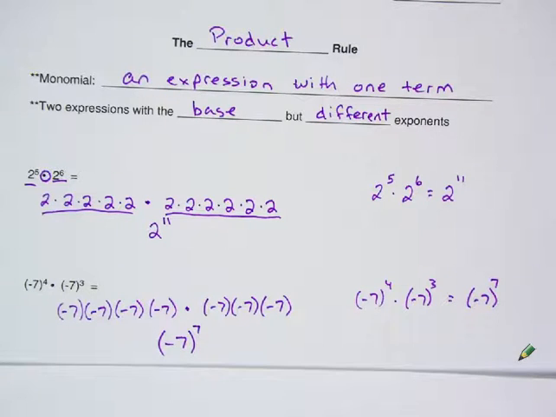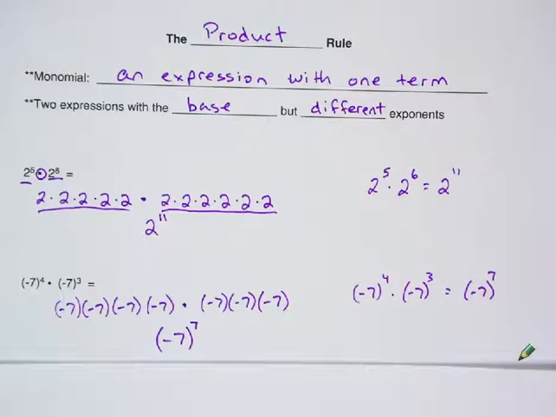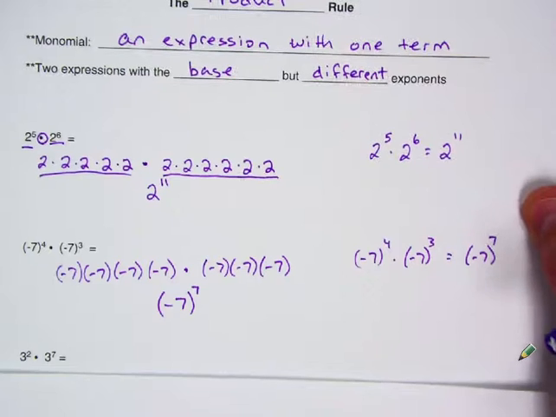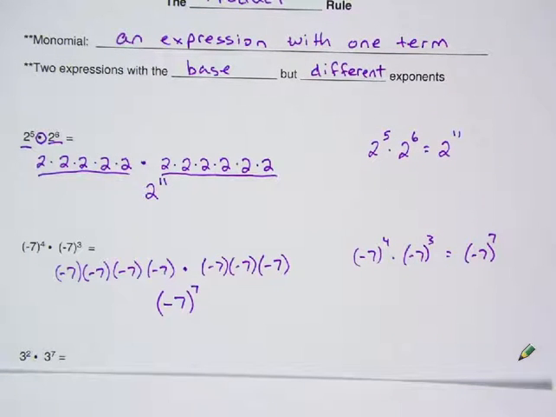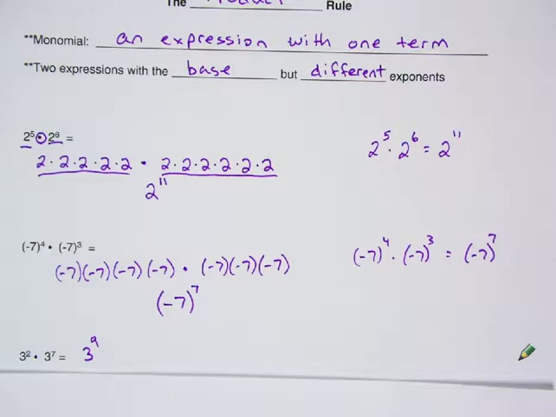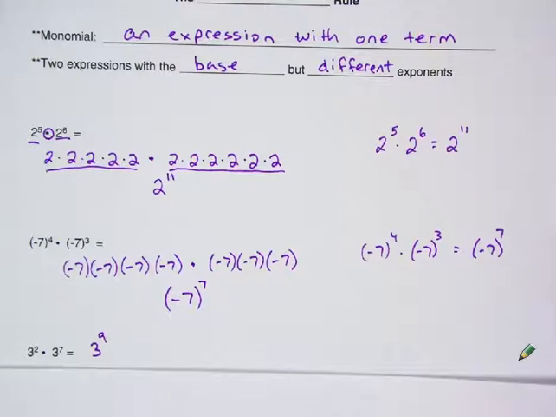Have you thought about the quick way to do this yet? If not, that's okay. Take a look at one more example. What do you think 3 to the 2nd times 3 to the 7th is? Why don't you pause the video, try doing it yourself. If you got 3 to the 9th, you are absolutely correct. But let's make sure we're aware of why.